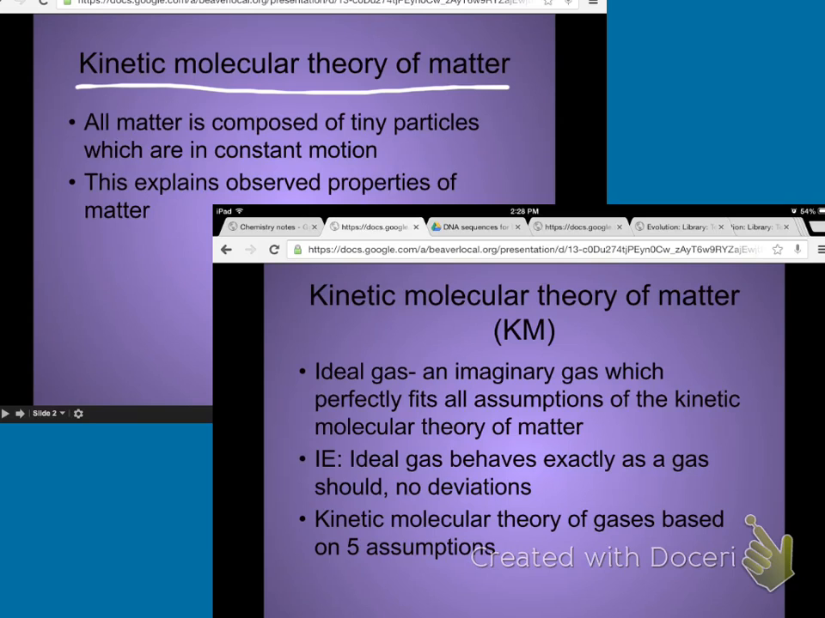Tiny particles vibrating. The hotter something gets, the what it vibrates? Faster. The colder something gets, the slower it vibrates. That is all that kinetic molecular theory of matter is. That's it in a nutshell. You already know this. What you didn't have previous to this was the scientific name of the theory. Okay?